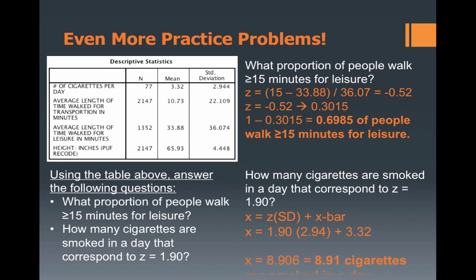So once we do all that math, we see that 8.91 cigarettes are smoked in a day for somebody that has a z-score of 1.90. So this is just one way of looking at it: if we have our z-score already, how do we find out an individual score?